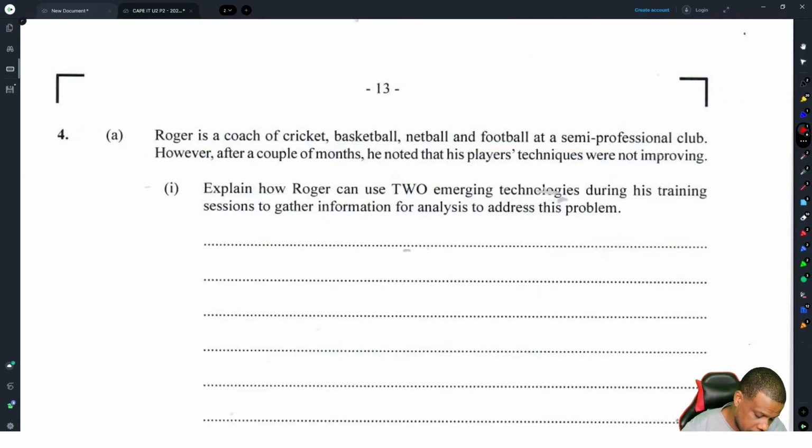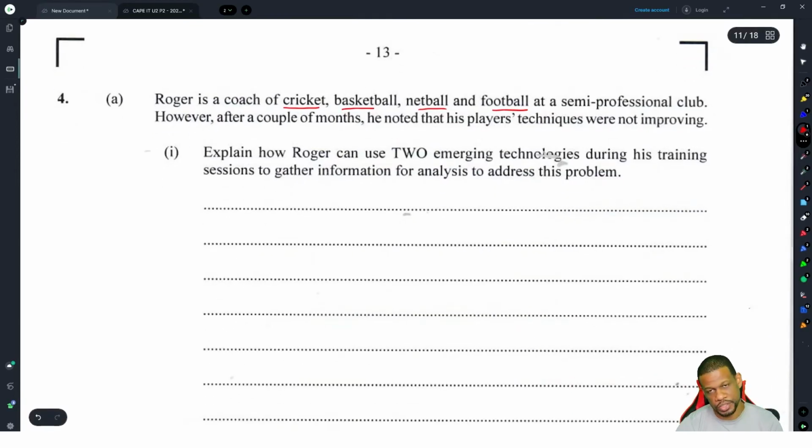All right. Hey, Roger, cricket coach. Roger's a utility coach, like one of them coaches I had in secondary school, they could coach anything: cricket, basketball, netball, and football. How is he coaching all of them things at the same time? Roger is not a coach. Roger is a PE teacher.